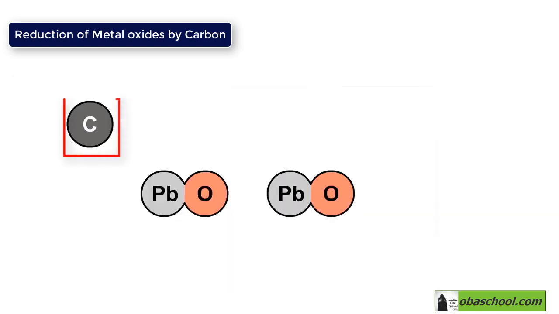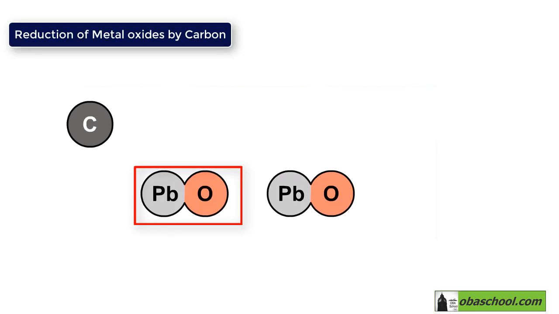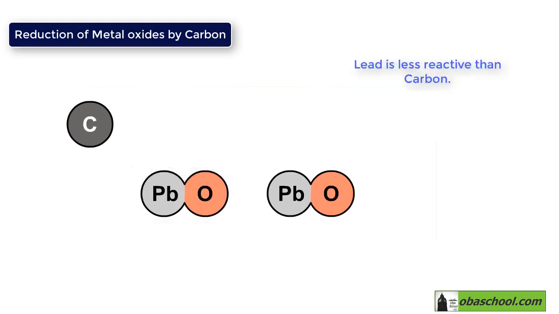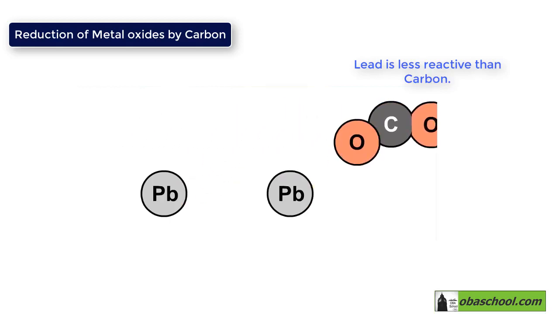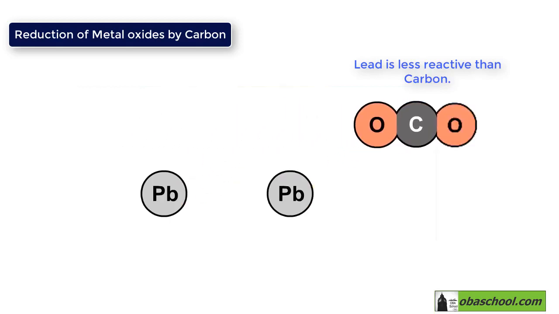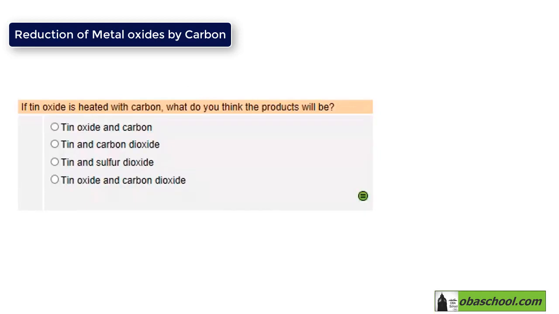So this is carbon, and this is PbO, which is lead oxide. It's the metal oxide. Lead is less reactive than carbon, and carbon is used to reduce the lead oxide. What happens is that carbon displaces the metal and joins with oxygen to produce CO2, and that lead, which is Pb, is produced. Another example other than lead oxide is tin oxide.